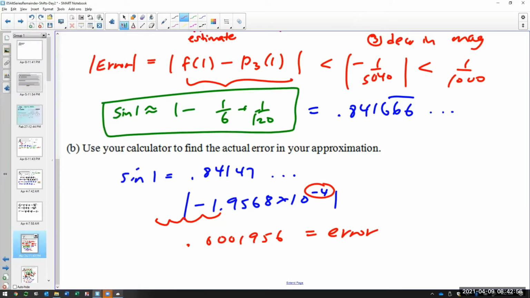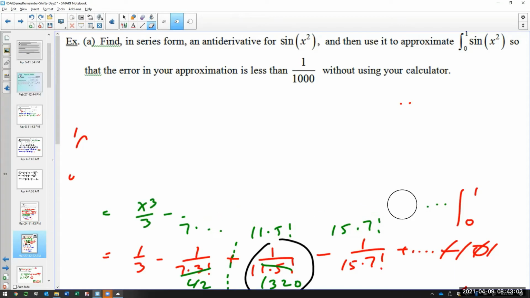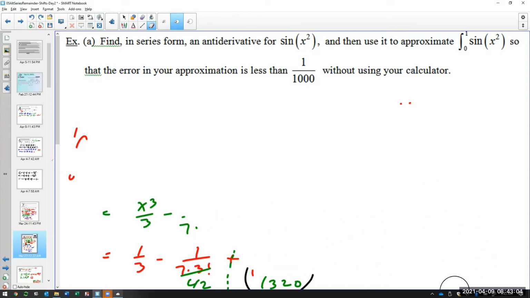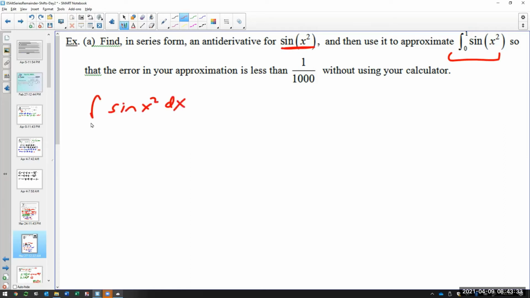Okay, so that is the alternating series remainder, and all it really is, guys, is knowing that you can use the alternating series remainder with your Taylor series. Another thing they can ask you, instead of just finding sine 1, is to find this integral of sine x squared and tell me how far I am if I estimate this from my actual value. In the first question, we found sine 1. Here we're finding this. It says find, in series form, the antiderivative of sine x squared, from 0 to 1.